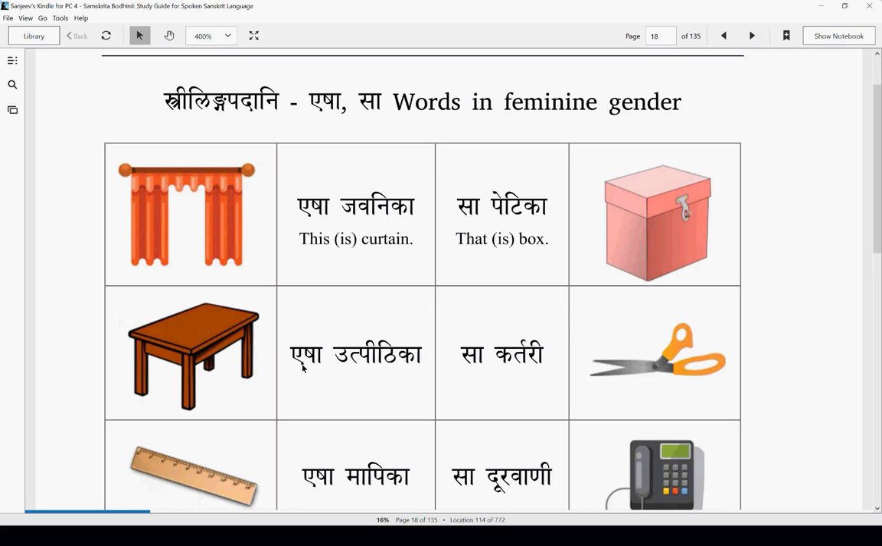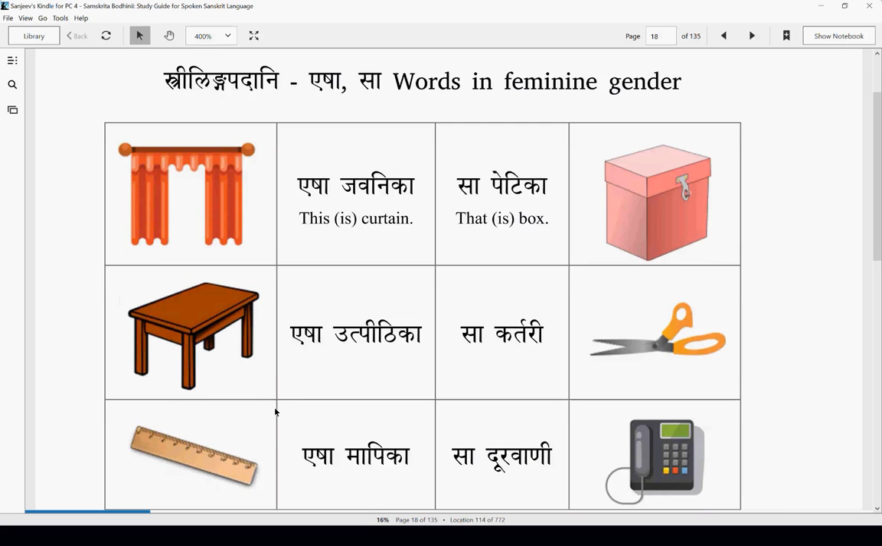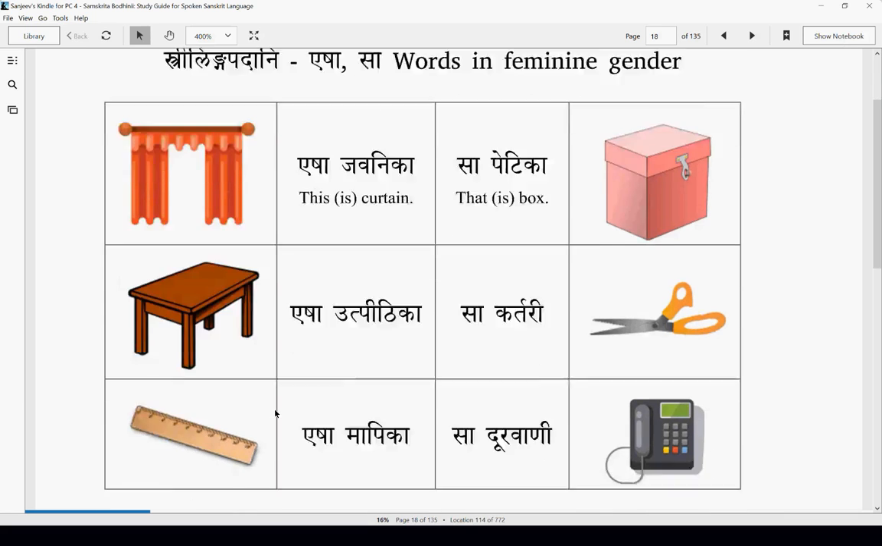Yes, so Esha is used for the objects which are nearer, and Sa is used to indicate objects if they are farther, not close. Esha Javanika, Sa Petika. Esha Utpitika, Pitika is table, Sa Kartari. So this page we have looked at before.